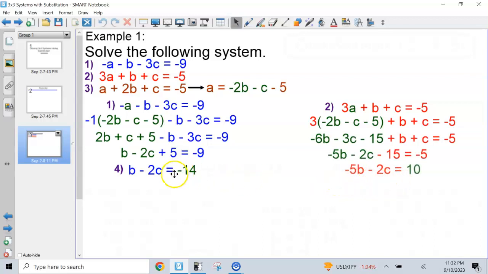So I'm going to do the substitution for 4 and 5. I pick either one, doesn't matter. I'm solving equation 4 for B. So I move this 2C over by adding it. Now I know what B is. I'm going to plug this equation for B into equation 5 right here.